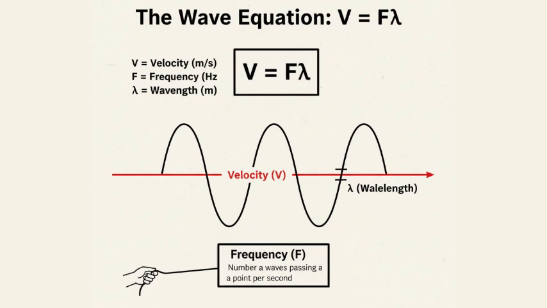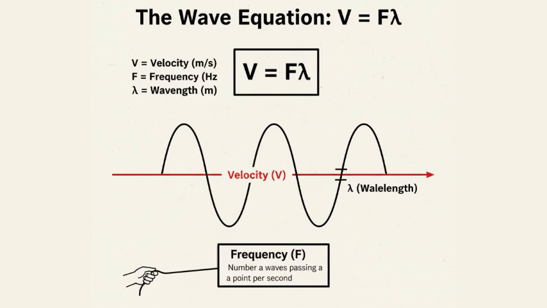So V is just the wave speed, which we measure in meters per second. F is its frequency in hertz. That's just how many waves pass by a certain point every second. And that funky symbol, that's the Greek letter lambda. And it stands for wavelength, the distance from the top of one wave to the top of the next.